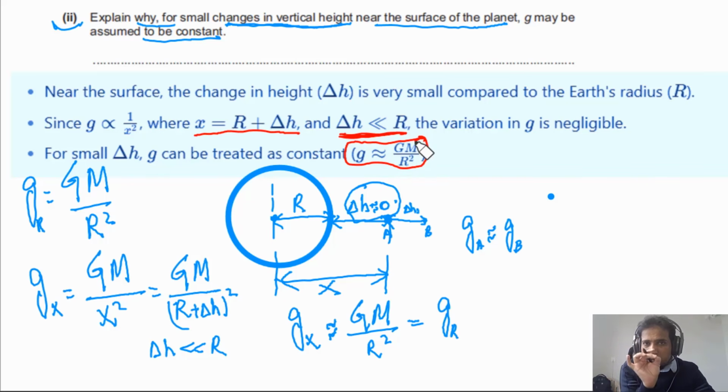So if you move 1 meter away from the planet, the change in g will be very small. If you move 100 meters, again the change in g will be very small, because the value of R is much greater than the value of 100 meters. So this is the main point you need to understand. And this is also very helpful for some calculations when you need to calculate the value of g.